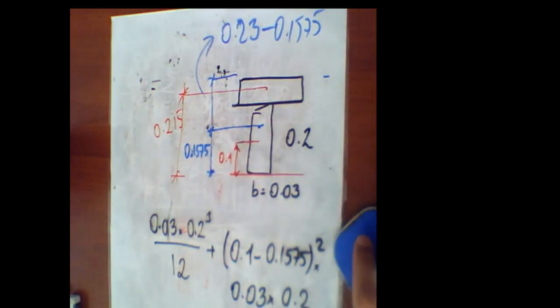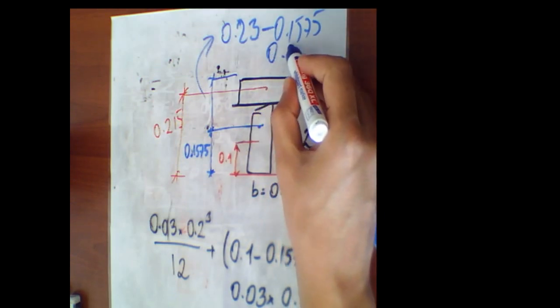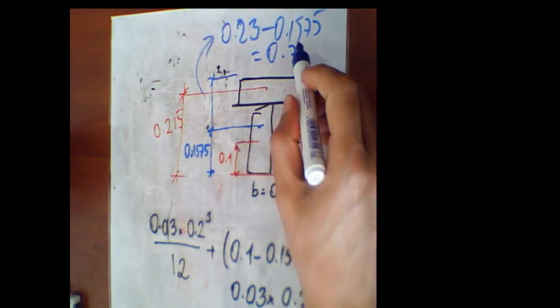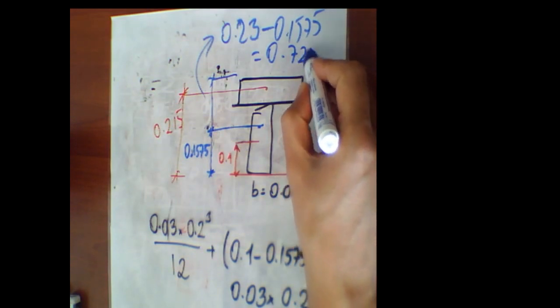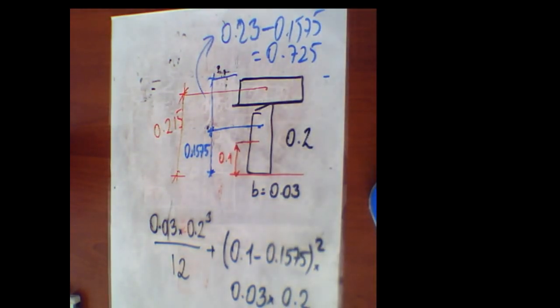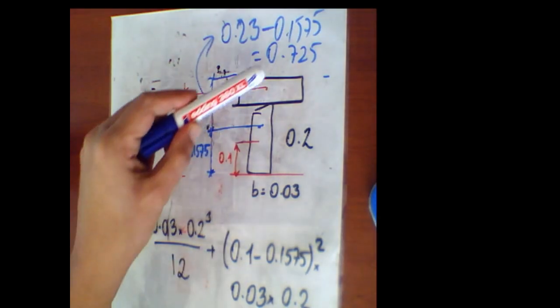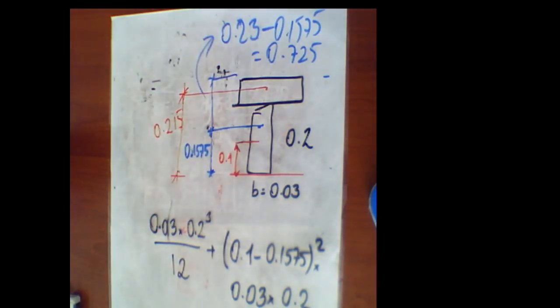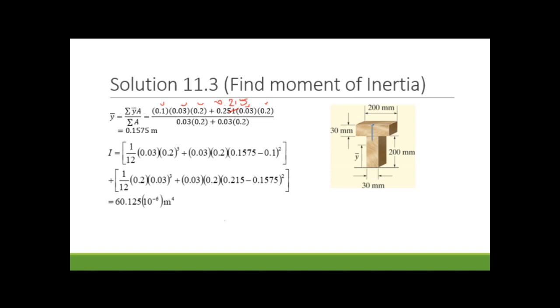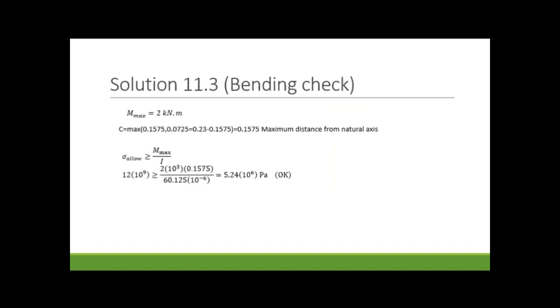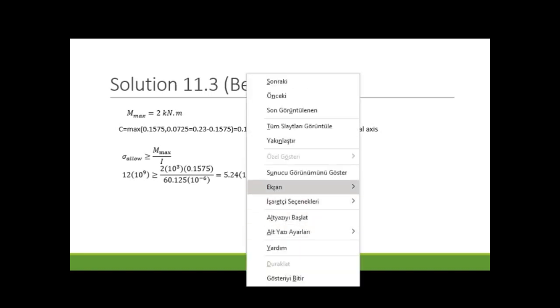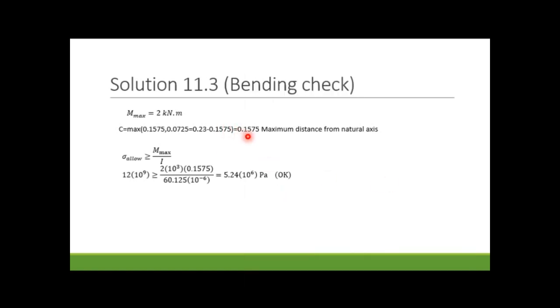I think this one is 0.0725, I can't calculate it exactly, but I think like this. Which one is the greater? I think this one is greater, therefore I choose c max like this. I took this value, 0.1575. Then we already know the moment of inertia and the bending moment.